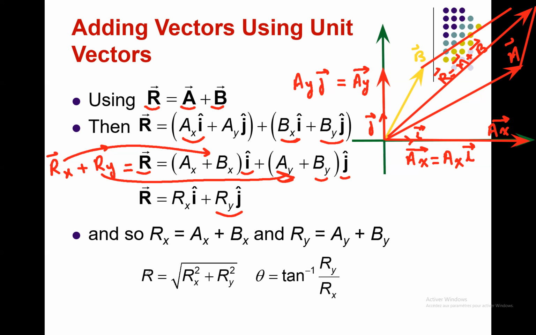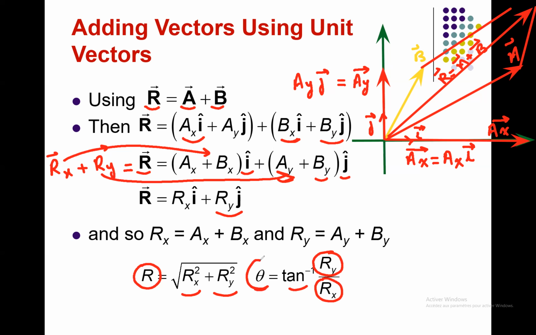How can we calculate the magnitude of the vector? We saw this equals the radical of the square of the components, equal the radical of RX square plus RY square. And the angle theta equal tan inverse of the y component divided by the x component.